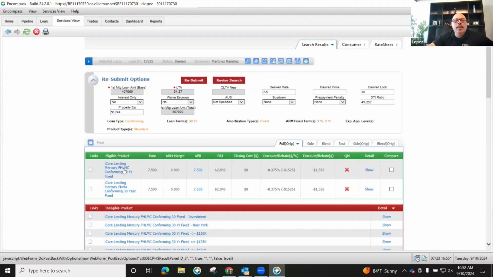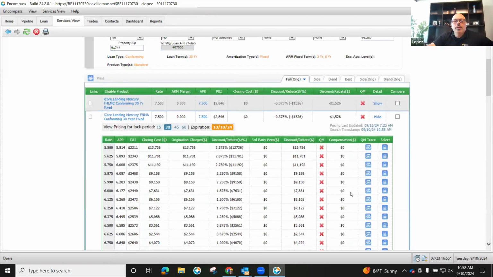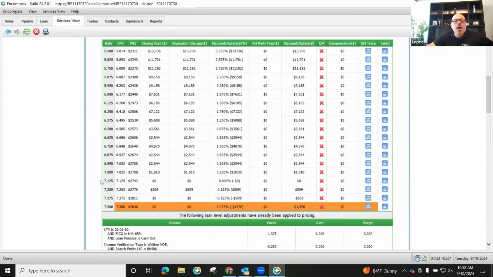So I'm going to go here to my, for argument's sake, and this one I'm going to click on the Fannie. It's going to give me the rates. And I'm going to go down to the rate I want. The rate I want is 7.125. If you go all the way to the right, that little lock button is what you're going to click.